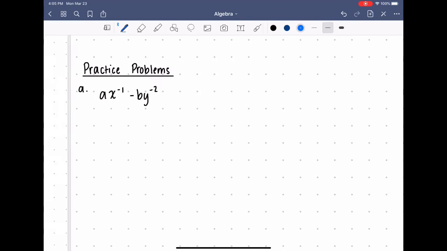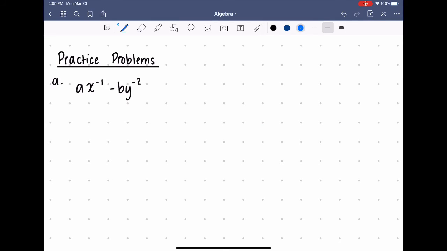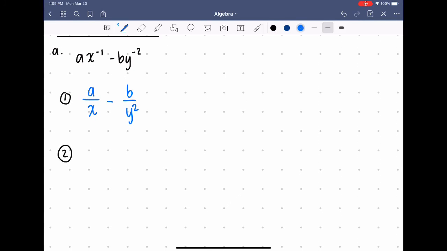Practice problem A. x to the negative 1 minus y to the negative 2. My step 1. Make all my exponents positive. So it'll be a over x minus b over y squared. Step 2. Find a common denominator. My common denominator would be xy squared. All I did was multiply it together. xy squared. So this was subtracting them, which means I'm going to make a subtraction sign in the middle.